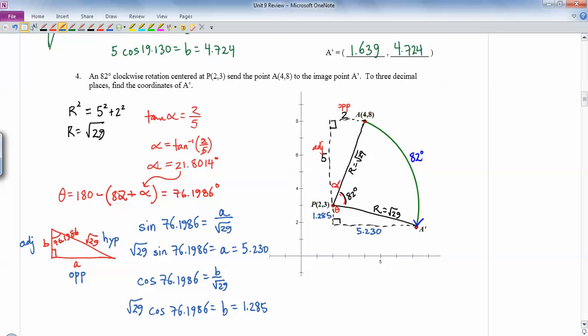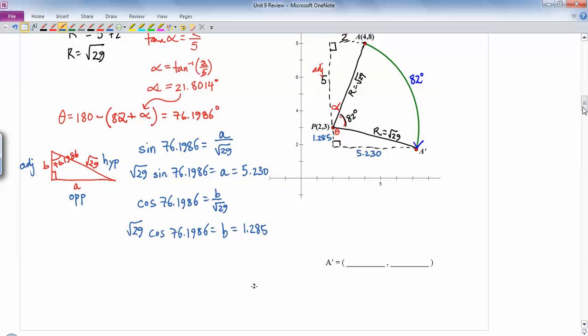So then the final coordinate, the place where A prime is, you know that you're at 2, 3 for P. That's the center point, 2, 3. And then you drop 1.285, and you go to the right, 5.230, to end up here. And so this location, when I figure out that coordinate, that's A prime.